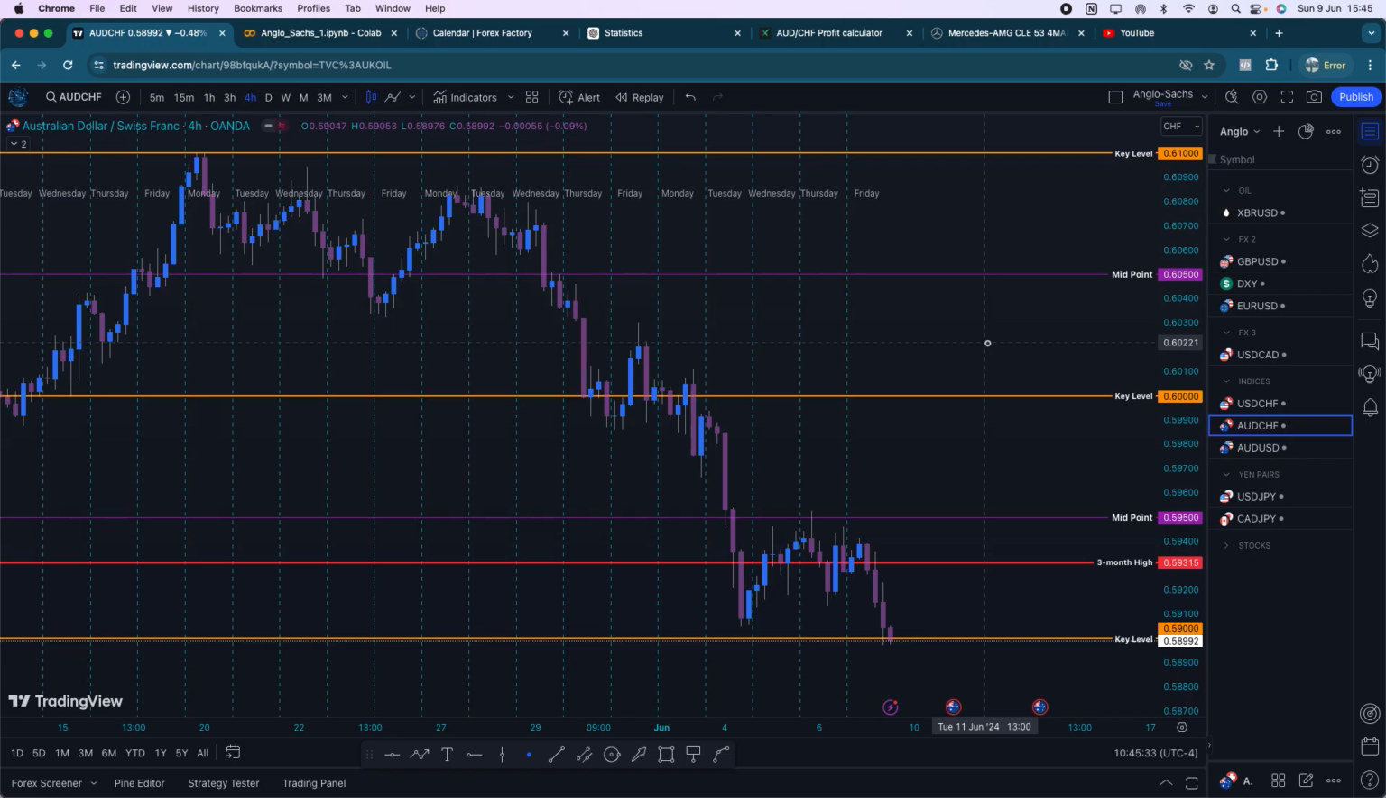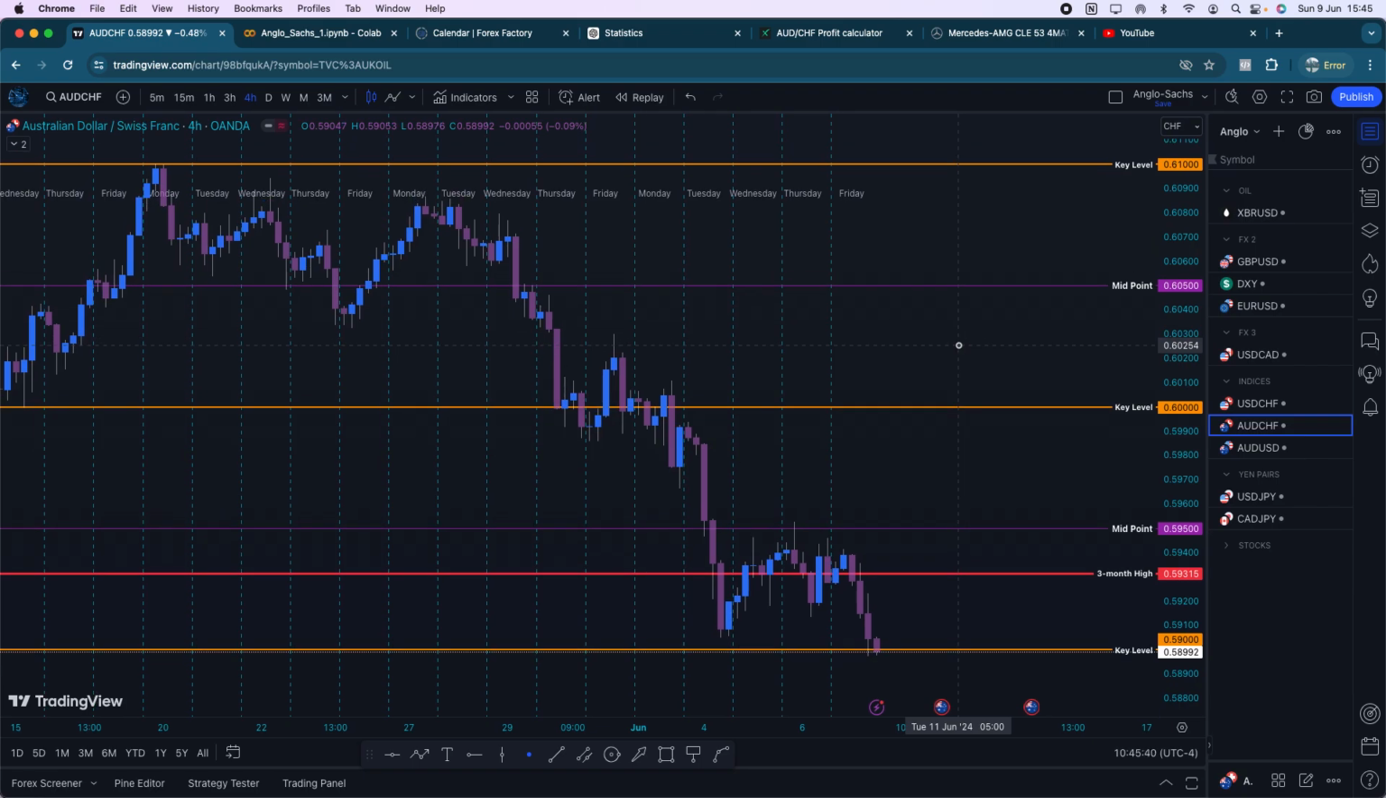The reason I'm interested in uploading a video around this particular instrument or currency pair is just because we've had a 200 pip drop from this key level here.